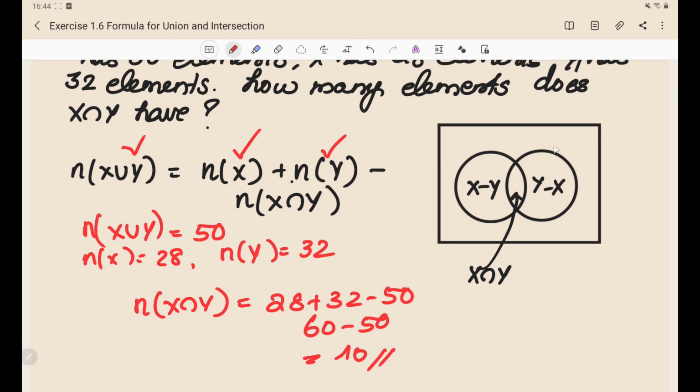So that's all for this section. And in my next video, we'll cover the exercise problems based on 1.3, the practical problems on union and intersection of two sets. So let's see you over there.